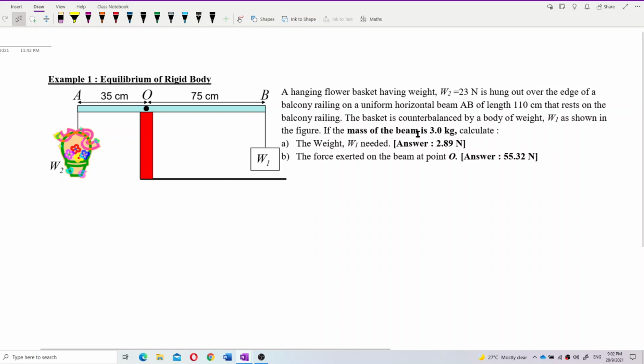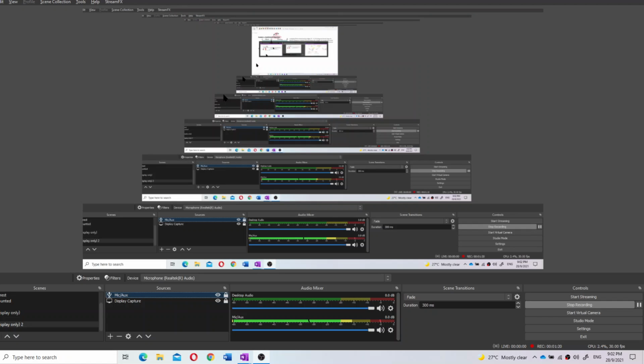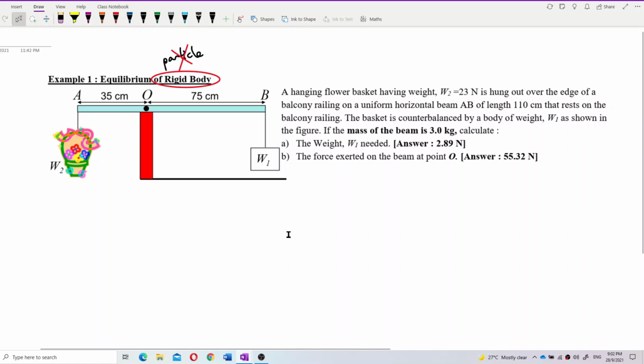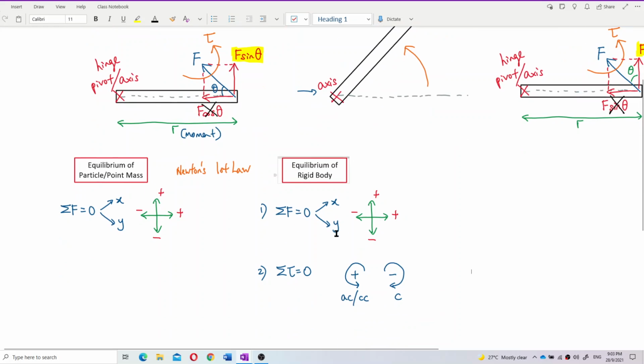Now, to do this question, remember this is a rigid body, not a particle. So it's not equilibrium of particle. Yeah, remember that. So for rigid body, you will need to fulfill two conditions. We need to fulfill total F equal to 0 and also total torque equal to 0.